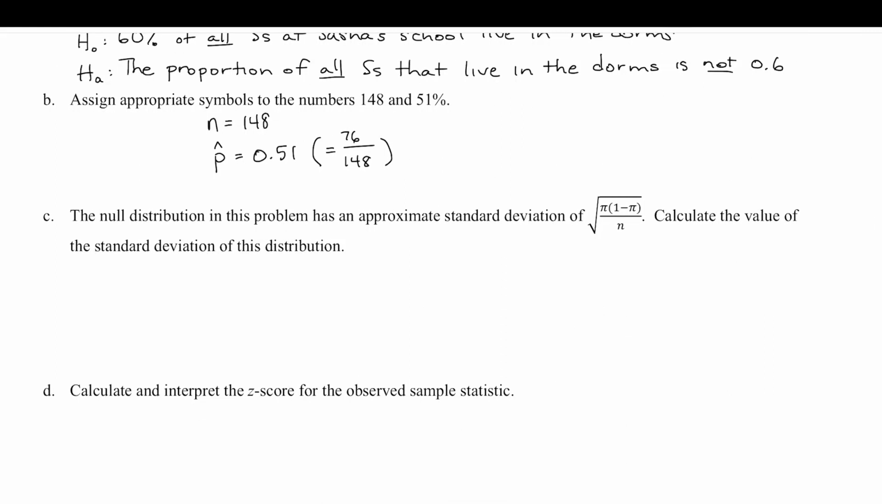All right, part C. The null distribution in this problem has an approximate standard deviation of square root of pi times 1 minus pi all over n. So note to self, that's on your formula sheet. They want us now to calculate that standard deviation, so we need to plug in the appropriate numbers.